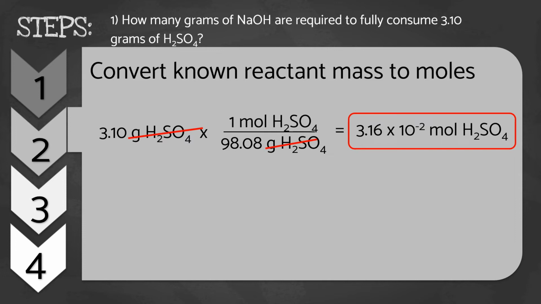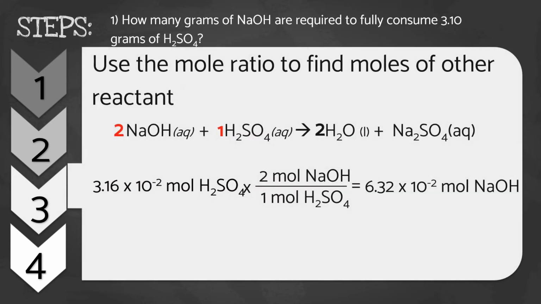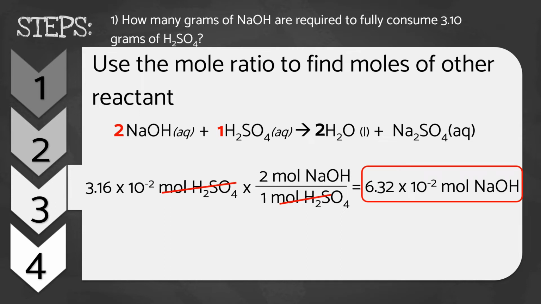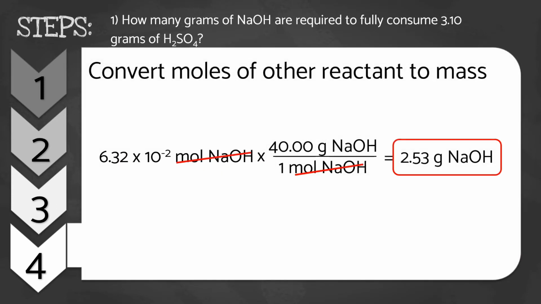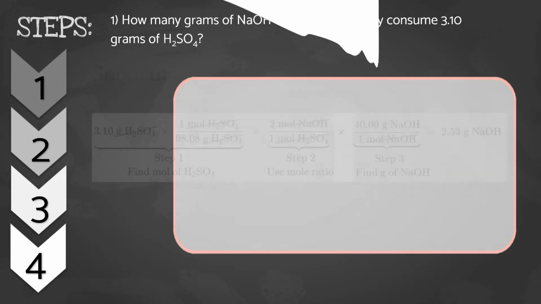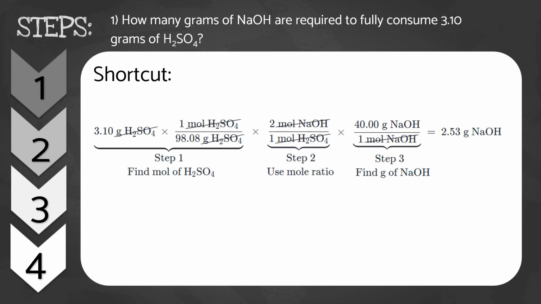Now that we have the quantity of sulfuric acid in moles, let's convert from moles of sulfuric acid to moles of sodium hydroxide using the appropriate mole ratio. Now, we can have the moles of sodium hydroxide. Our last step is to convert the moles of sodium hydroxide to grams by using molar mass. We could have combined all three steps into a single calculation as shown in the following expression.